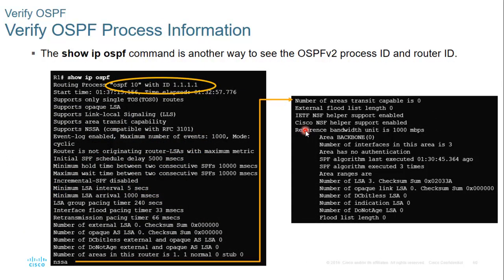To verify OSPF process information, you can use the show IP OSPF command. If you type show IP OSPF here, it will tell you the process ID, which is 10, the router ID, which is 1.1.1.1, and then it will tell you a lot of information regarding that. It will show you the process ID, the router ID and all other information regarding the OSPF of that particular router.